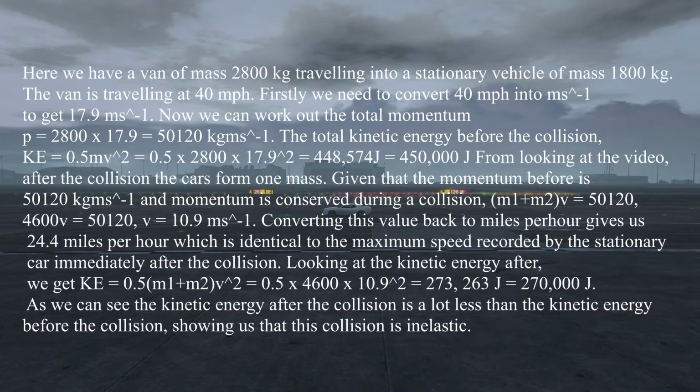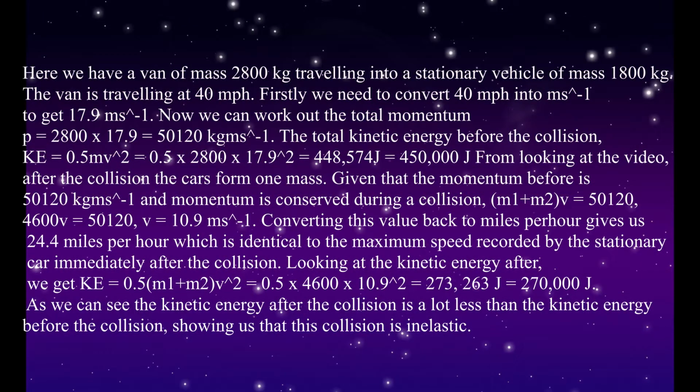Now we can work out the total momentum before using P equals mv, which gives us a value of 50,120 kilogram meters per second. The total kinetic energy before the collision is equal to a half mv squared, which gives us 450,000 joules. From looking at the video, after the collision, the cars coalesce, which means to form one mass. So the momentum after P equals m1 plus m2 multiplied by v. Given that the momentum before is 50,120 and that momentum is conserved during a collision, m1 plus m2 times v gives us 50,120, leading for the value of the velocity to be 10.9 meters per second.